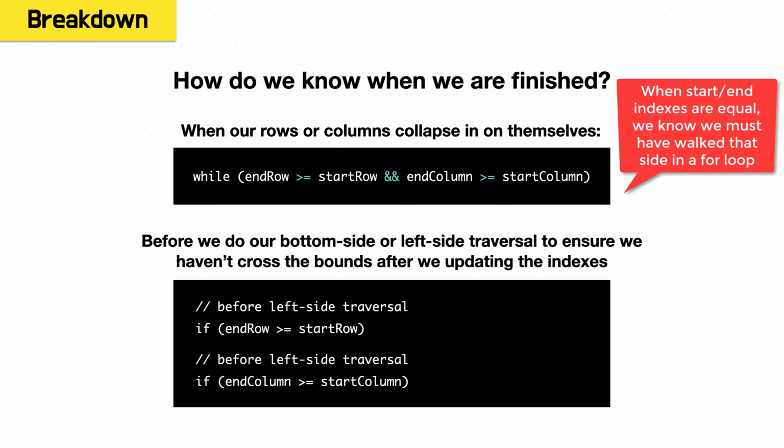So how do we know we're finished? As long as our bounds haven't converged. Both our end row and end column are greater than or equal to the start row and start column. But also because we traverse our sides and increment, we need to add if statements within our code before we start a new for loop to make sure the bounds haven't broken before getting to that spot.